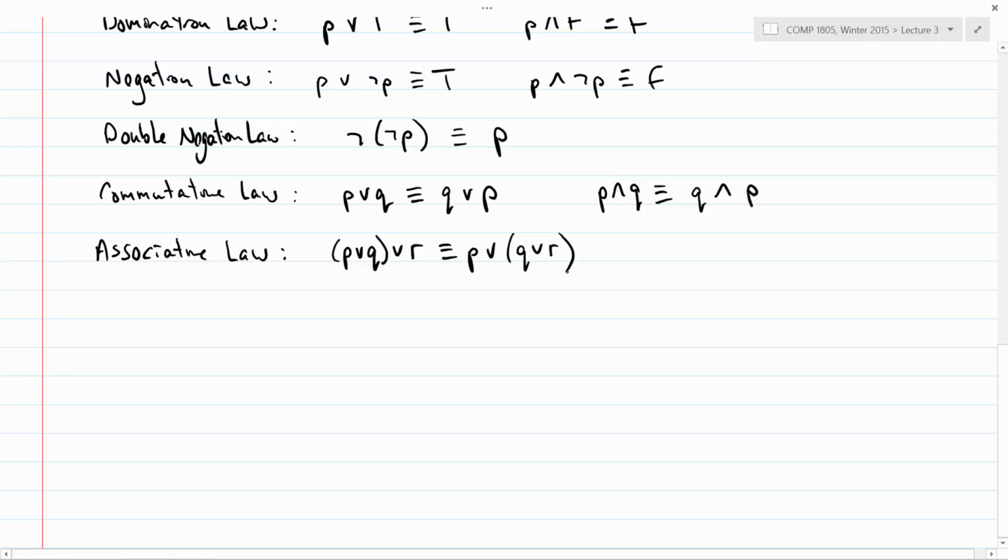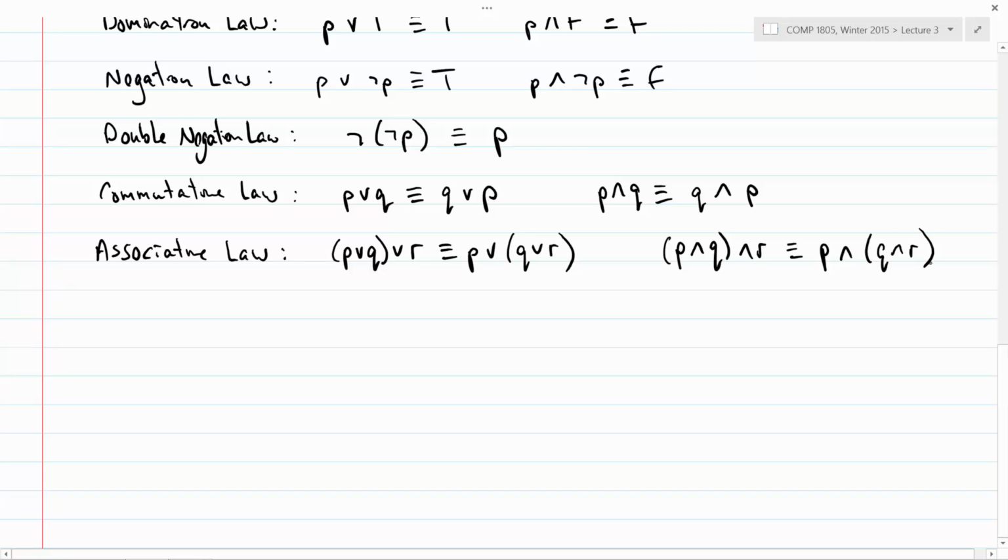Right? And that's why if you've seen examples where it's the and of three things, we don't really have to put brackets there because it doesn't matter where you put them. But that's only true when it's all ors or all ands. And we have a similar rule for ands. So (P and Q) and R is exactly the same thing as P and (Q and R). Those are the associative laws.